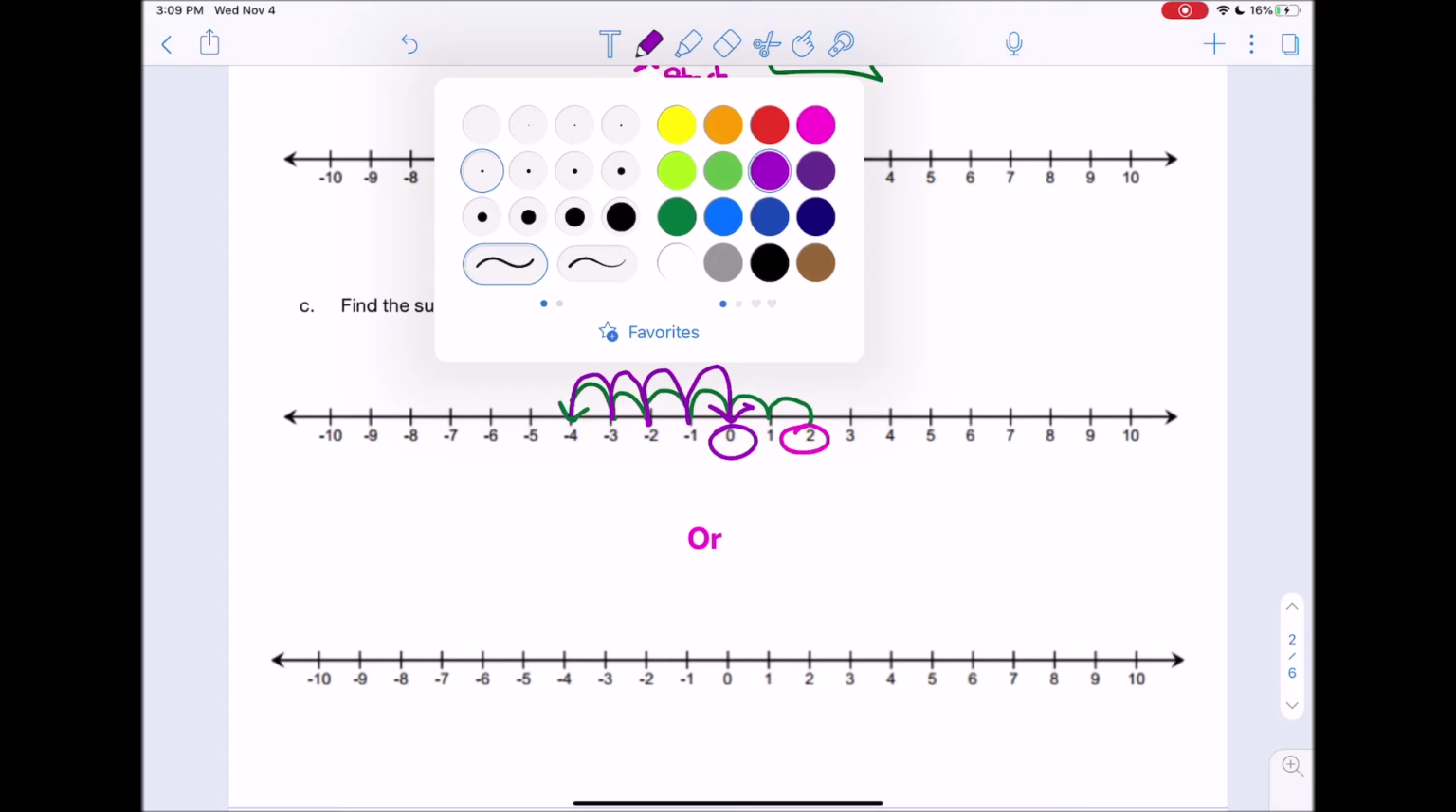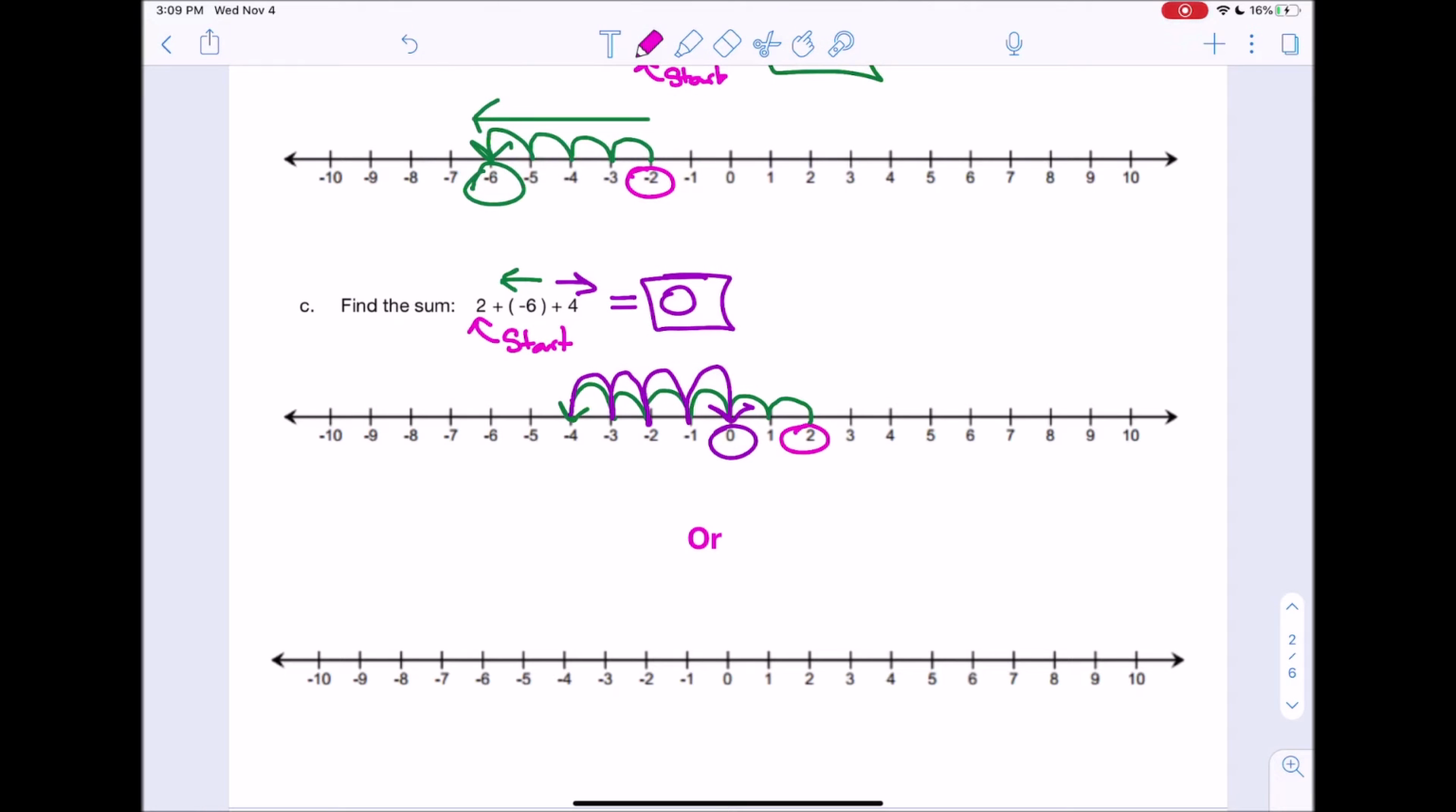So I'm going to do this problem again on the second number line using the arrows. So I'm going to start out at positive 2. I went to the left 6 places and I ended up at negative 4. And then from negative 4, I added 4 more. So from negative 4, I'm going to go to the right 4. So here we go to the right. And we end up at 0. See, it just looks cleaner.